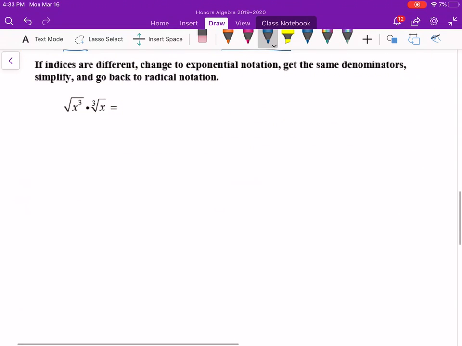So the one thing we need to go back to, we did some multiplication the other day, and we talked about how the indices needed to be the same, right? Square roots with other square roots. However, if we don't have indices that are the same, we can put them into exponential notation, do some work, and then go back to radical notation. So for example, I recognize this first part as x to the 3 over 2 power over index and x to the 1/3.